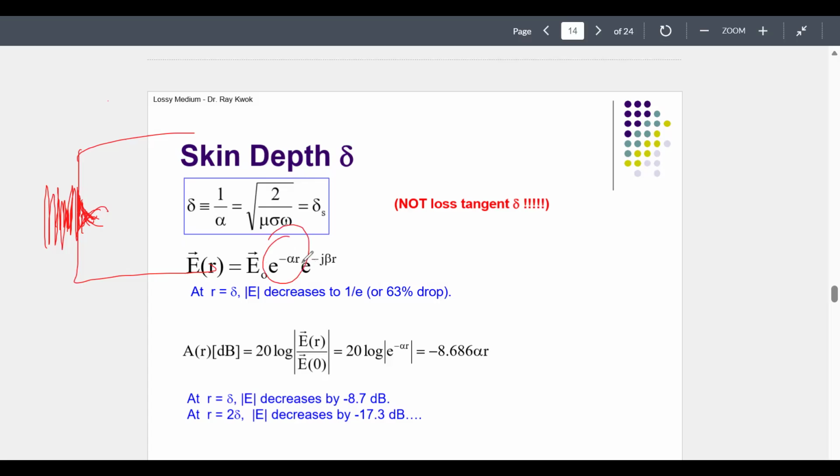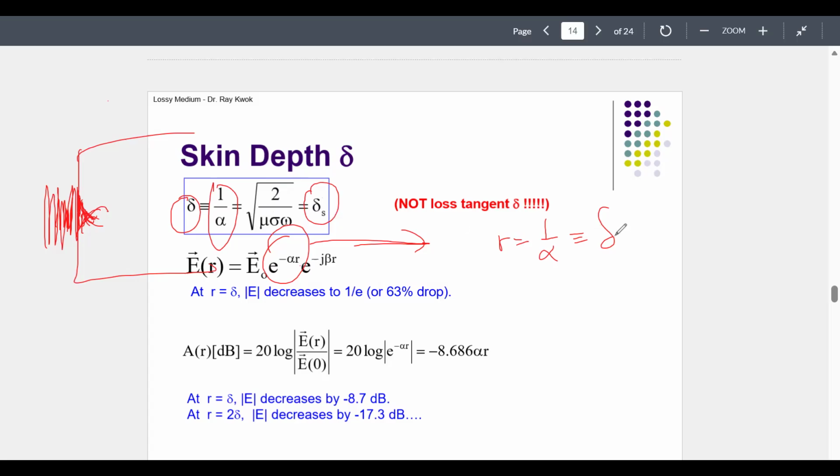If I'm looking at my exponential function, right, and I define the distance equal to 1 over alpha, where alpha is my attenuation constant, this distance is how we define the skin depth. The skin depth is defined as 1 over attenuation, which is sometimes written as a delta with an S, sometimes we don't, right? A lot of times we don't.